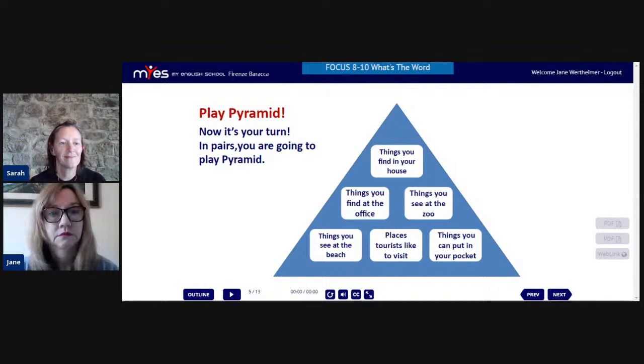What we're going to do now is take a look at the images and describe them to each other without using the word. Should we read the different categories first, or do you want to read the categories and I'll choose a category? So the categories are things you find in your house, things you find at the office, things you see at the zoo, things you see at the beach, places tourists like to visit.